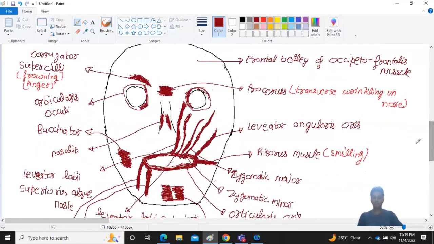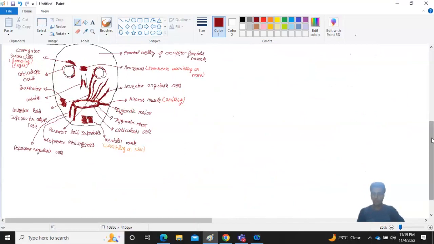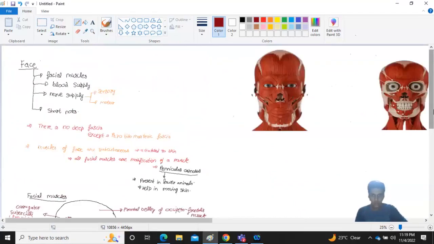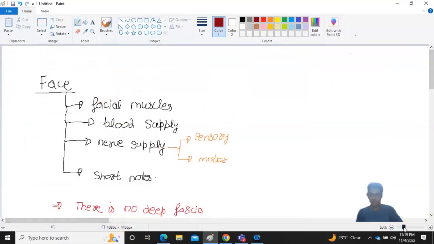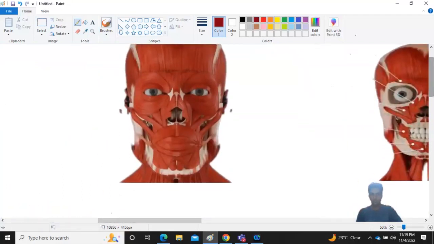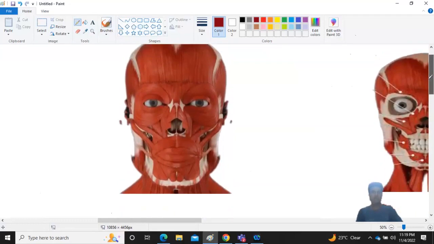These are the whole facial muscles. Done. So here we mark it in this picture. So this is the facial muscle. Here we mark.